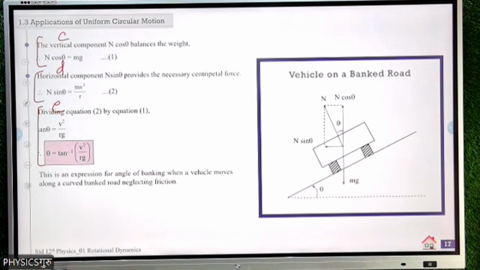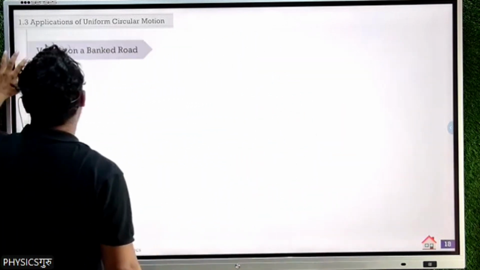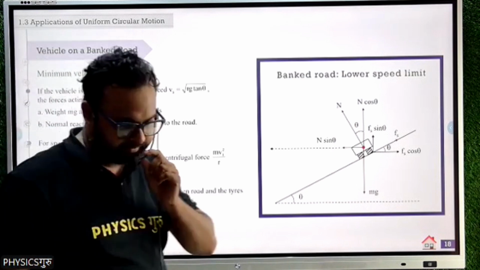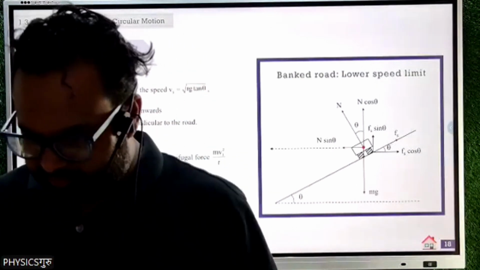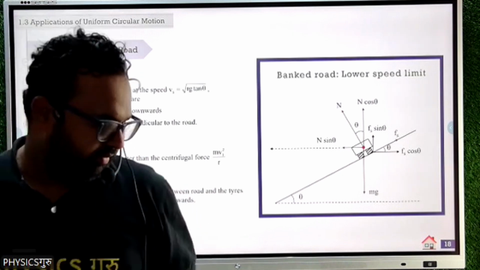Oh yes, sir, I'm done. Next one. Chalo, write down the next article. Next topic. Now write down the next article, minimum velocity. Write down the name of the article, minimum velocity.